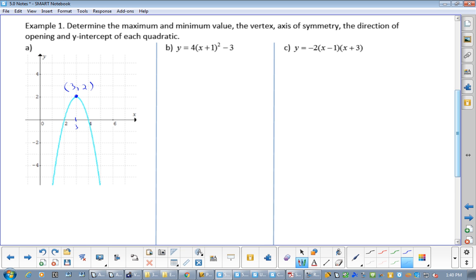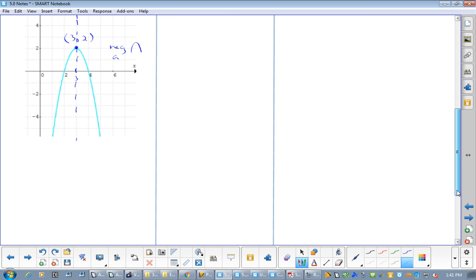Now, is this positive or negative a? Nice. Negative. Why? It's down, right? Negative's always down. So it's a negative a. Axis of symmetry. So let's write this down. Sorry, we got vertex, 3, 2.